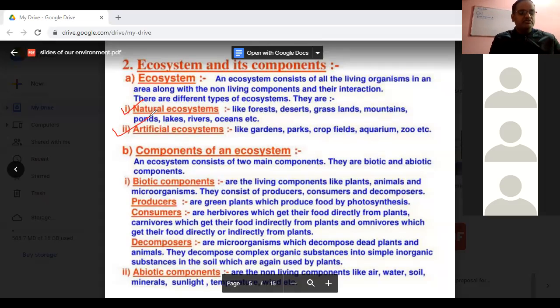What is a natural ecosystem? Definitely created by nature. For example, forest, deserts, grassland, ponds, lakes, rivers, oceans. And the artificial ecosystem includes man-made ecosystems, that is gardens, parks, crop fields, aquarium. Got it? So there are two types, natural and artificial, one created by nature and the other man-made.